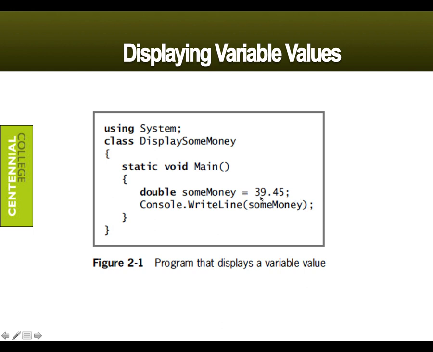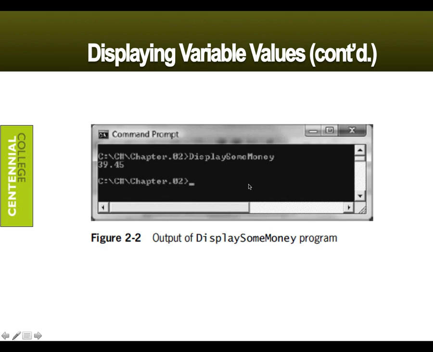And then I'm shooting it out to the console by invoking it, by using some money to replace the value that would be going in here into the WriteLine statement. It would be 39.45. 39.45 is what it's going to print out. And here's the example. So here's 39.45. This is right from your book.